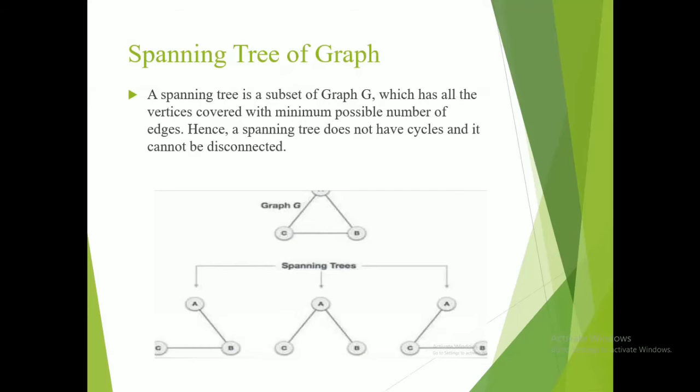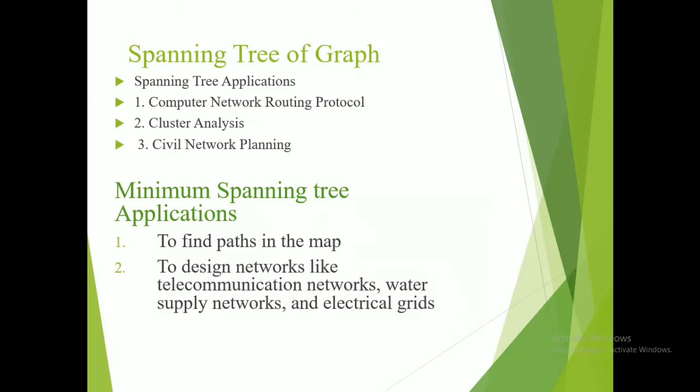Next topic will be spanning tree of graph. A spanning tree is a subset of graph G which has all the vertices covered with the minimum possible number of edges. Hence, a spanning tree does not have a cycle and it cannot be disconnected. Applications of spanning tree: first application is computer network routing protocol. Second, cluster analysis. Third, civil network planning.